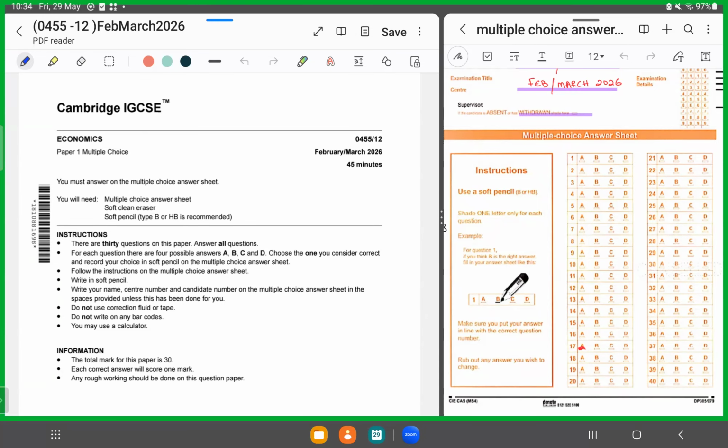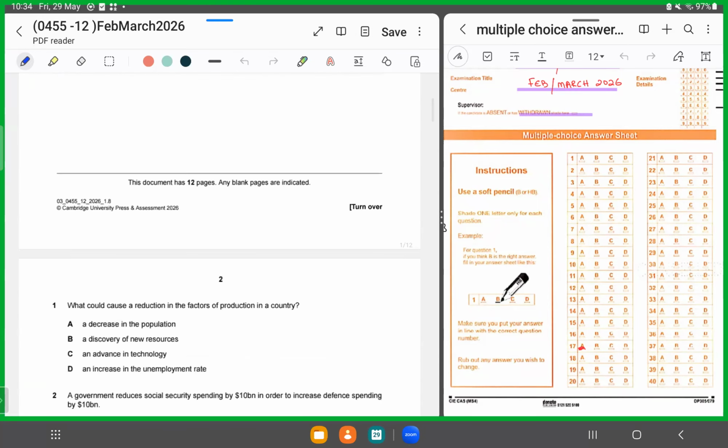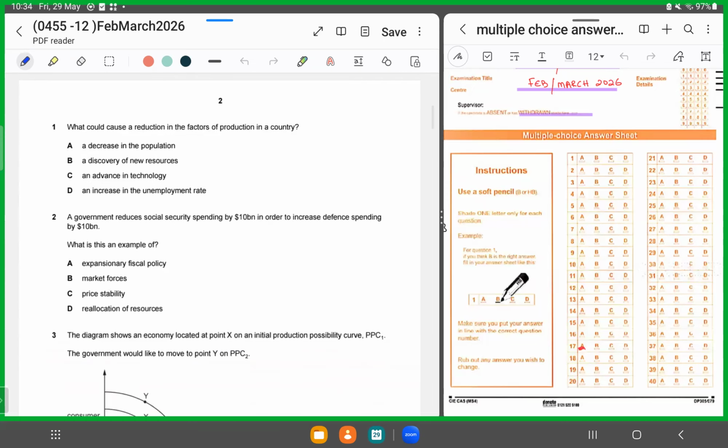Moving forward, MCQ number 1. MCQ number 1 says, what could cause a reduction in the factors of production in a country? Now we all know there are four factors of production: land, labor, capital, and entrepreneurship. Option A says a decrease in the population, B says a discovery of new resources, C says an advance in technology, and D says an increase in the unemployment rate.